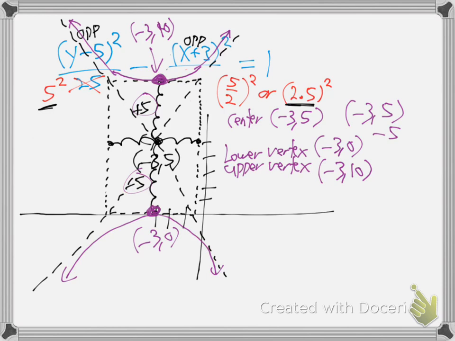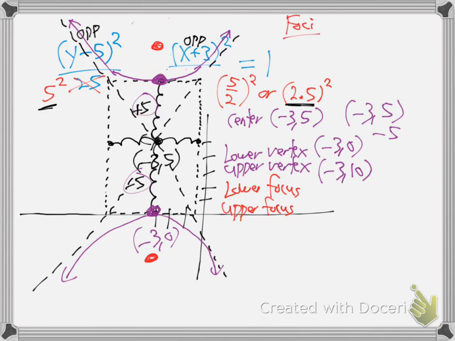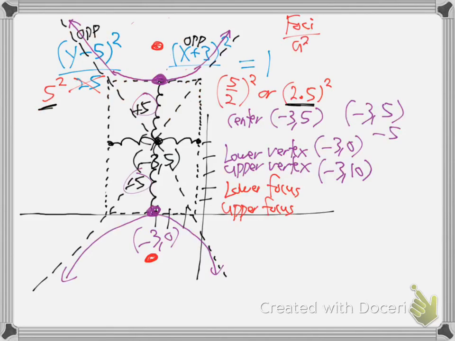Now they want the focus points. Let's find those. They'll want the lower focus and the upper focus. Where are the focus points? Always inside the branches, huh? So maybe like there and like there, roughly, right? How do you find them? Focus equation. Running out of time and space here, so let me just go over here. For the focus equation, a squared plus b squared is c squared. What's the a and the b? The a and the b are the numbers that were under x and y. I've kind of erased them.